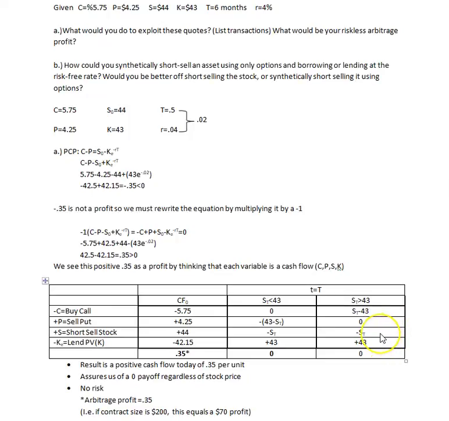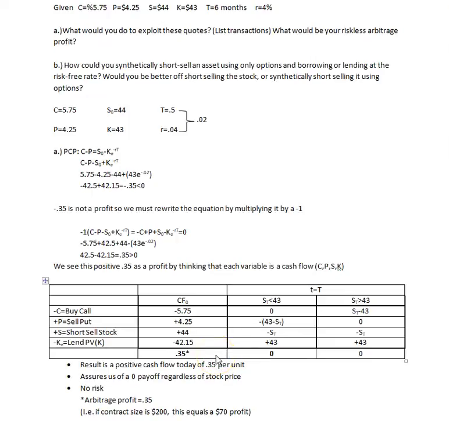When we are selling the put and it is greater than, we are not going to exercise. When we are short selling the stock, we must buy it back, so we are going to pay the stock price, whatever it may be. Now we are lending the present value, okay, so we receive the strike price of 43, and that is in both columns. Now, let's add up our first column, where the stock price is less than the strike price, and we get a 0. Now, when we add the column with the stock price greater than 43, we also get a 0. So the 0 assures us of a 0 payoff regardless of the stock price, which is no risk.